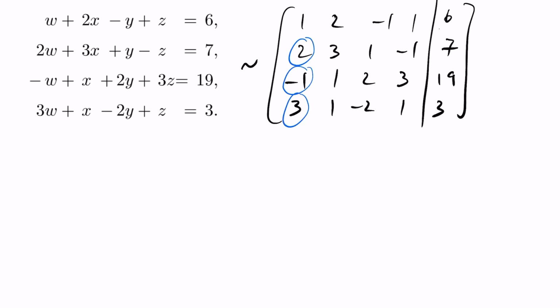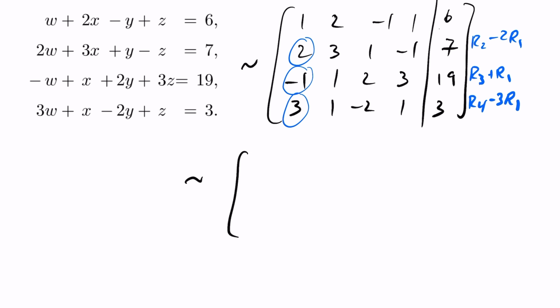So to do that, I'm going to take row 2 and subtract twice row 1. By doing so, that'll make this entry a 0. For the next entry, right here, I want to make this a 0. I'm going to go ahead and take row 3 and add it to row 1. And lastly, for this entry here, I'm going to take row 4, and I'm going to subtract 3 times row 1. And when we do that, we get the following.